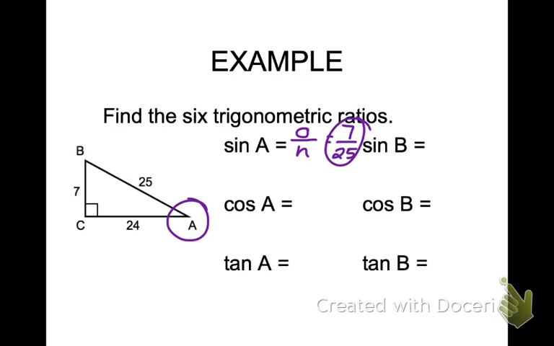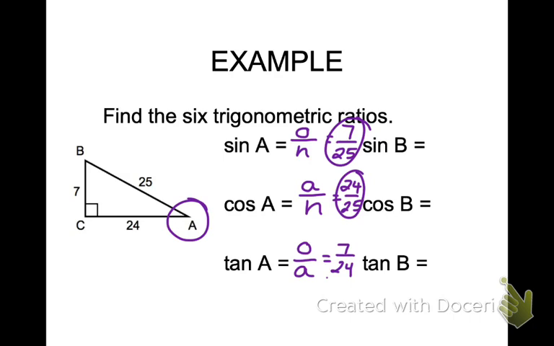Cosine, we said, was what over what? Adjacent over hypotenuse. So what's going to be in my denominator again? 25. What's the adjacent leg? 7 or 24? 24. So my fraction is 24 over 25. Tangent is O over A, opposite over adjacent. So what was the opposite leg? 7 over the adjacent leg, which was 24.